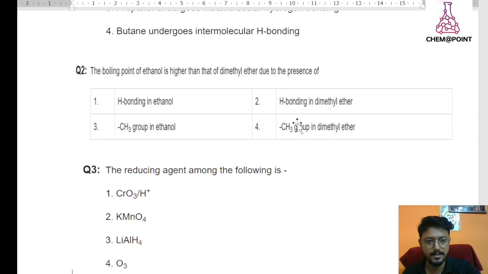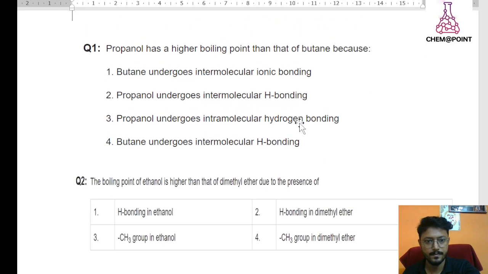The first question is: propane has a higher boiling point than that of butane because... Dear student, which is the right answer? Propanol has a higher boiling point than that of butane because, first option, butane undergoes intermolecular ionic bonding. Okay, dear student, butane, right?